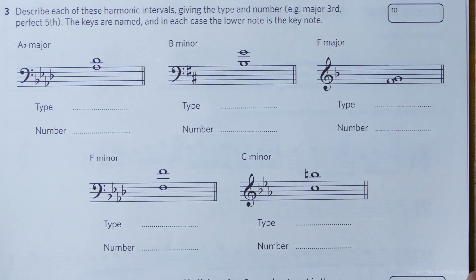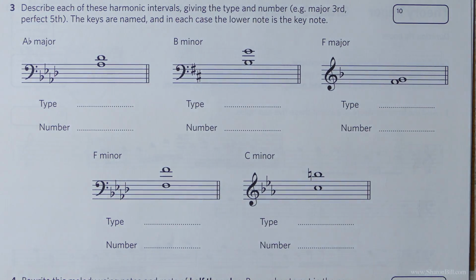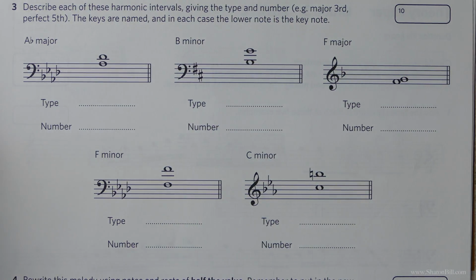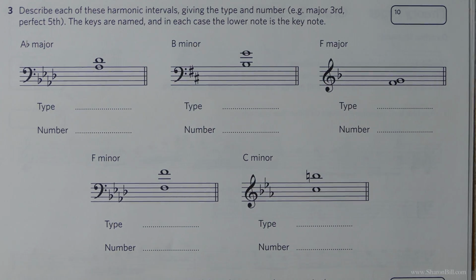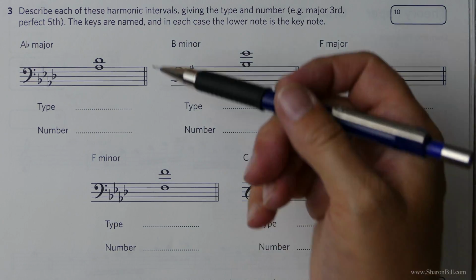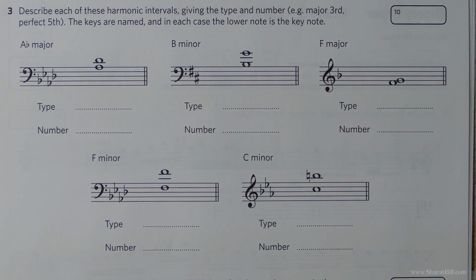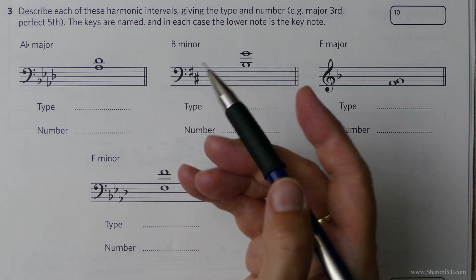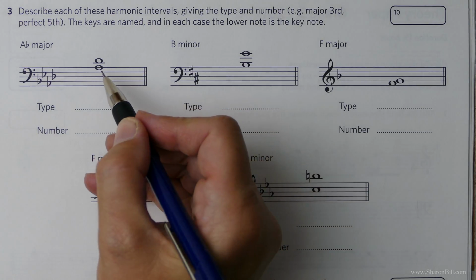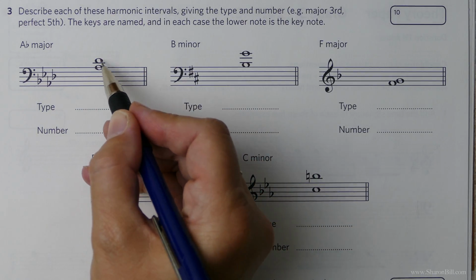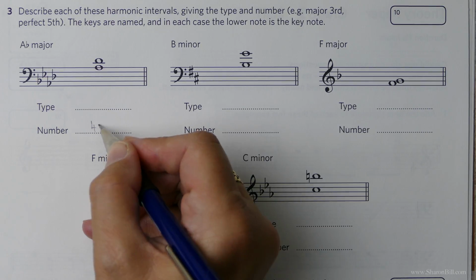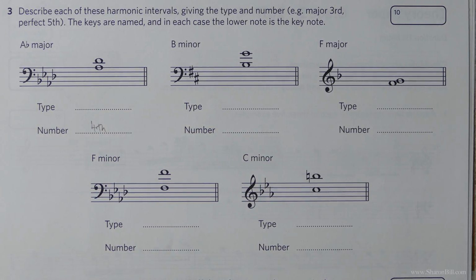So we're going to be looking at some intervals now. For half of the marks, all we need to do is count the steps or the degrees between the interval. We've got harmonic intervals, which means that they come one on top of the other, but it doesn't change the way that we count it. We always count upwards. So to begin with, this first one, we've got 1, 2, 3, 4. We know that it's a fourth. That's half the marks done straight away.